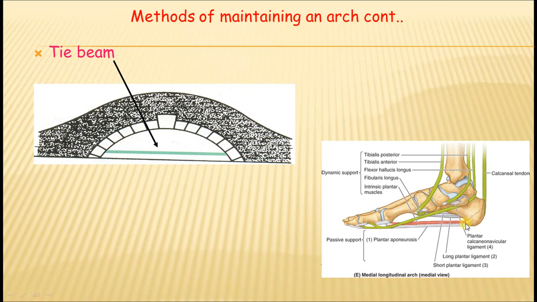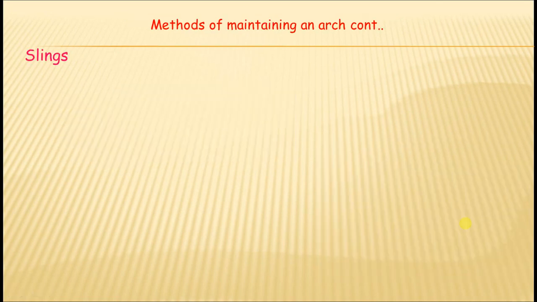There are also other structures which maintain the tie beam. The intrinsic muscles, not your interossei. Your interossei can actually serve as intersegmental ties. The other short muscles, your flexor hallucis brevis, flexor digitorum brevis, abductor hallucis, flexor digiti minimi, all these muscles along with your plantar aponeurosis can serve as a tie beam for the arch.